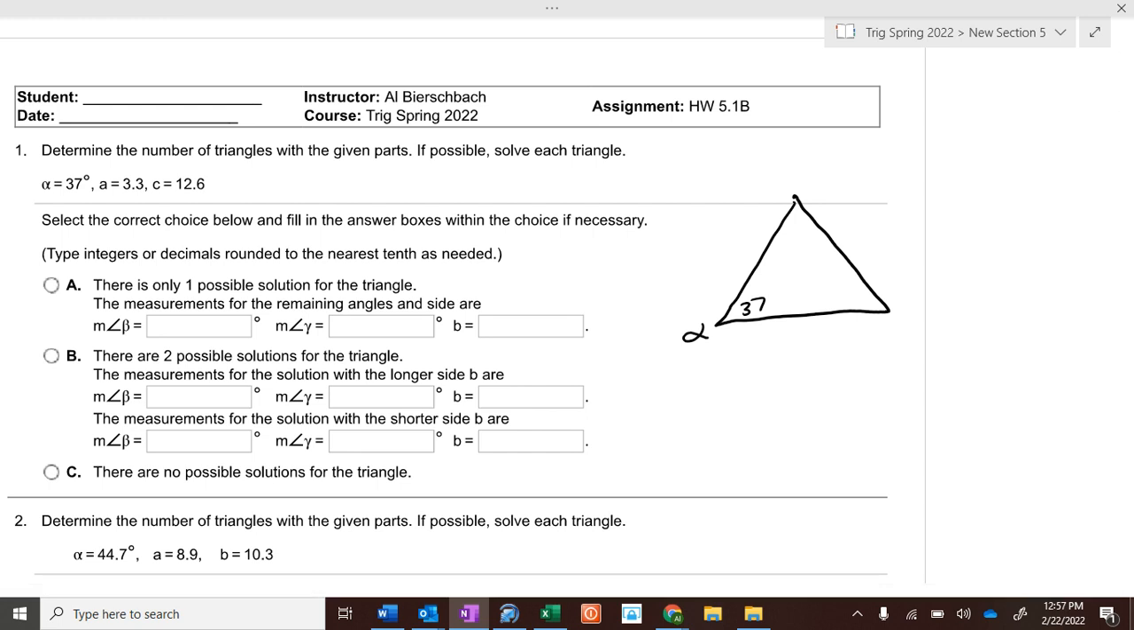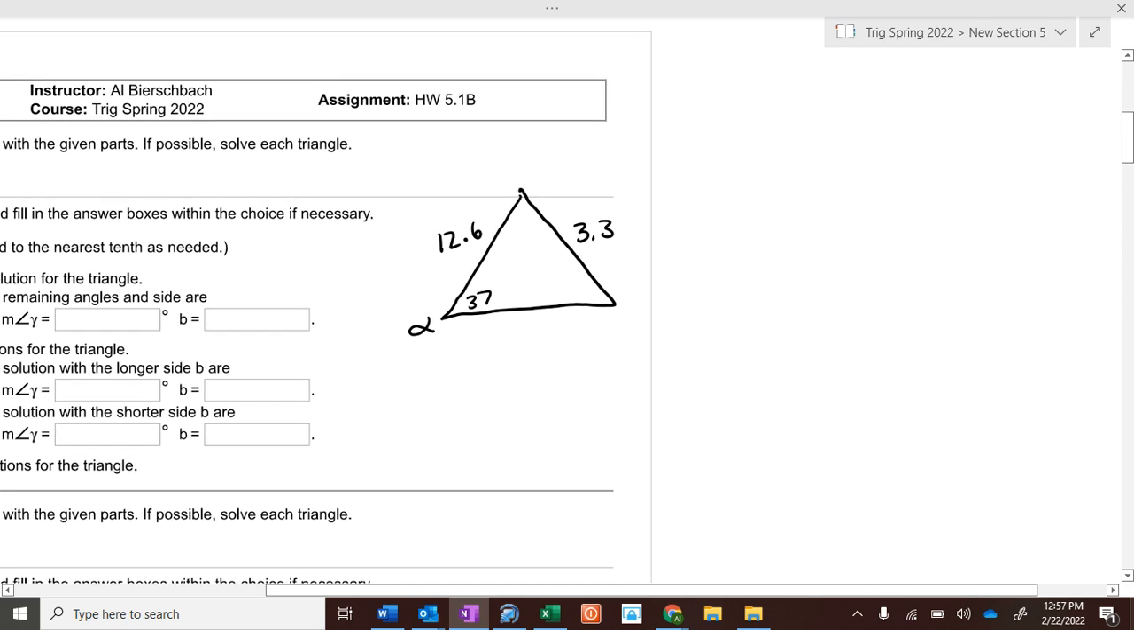Because if you just put it willy-nilly or anywhere you want, you're going to get confused and you're going to get me confused, and then I won't be able to help you very much. So here we go. 37 degrees there. Since that's alpha, A is opposite of it, 3.3. And C, whatever other side they give you, put here, 12.6. Okay? We're going to draw a good-looking triangle.